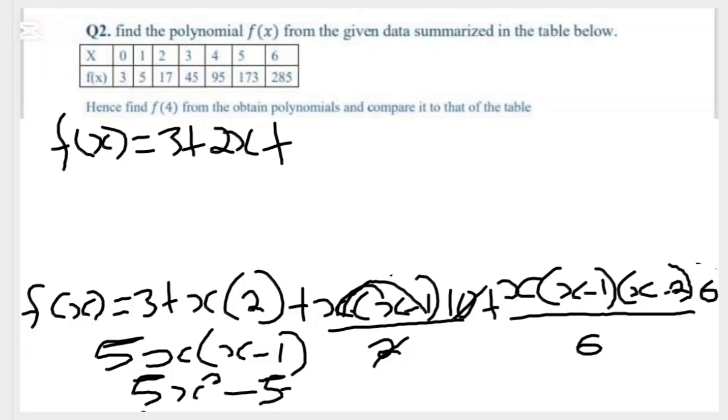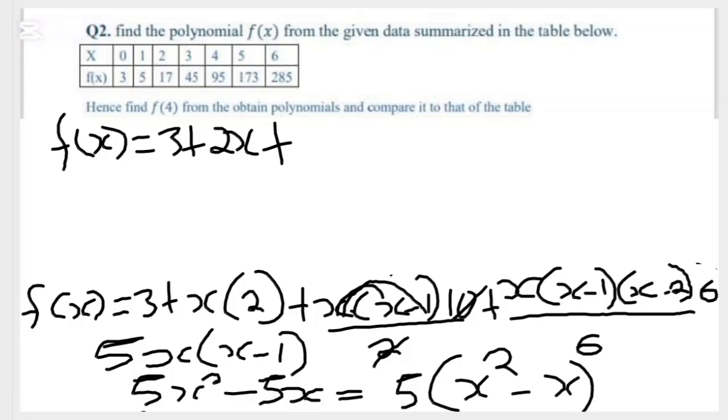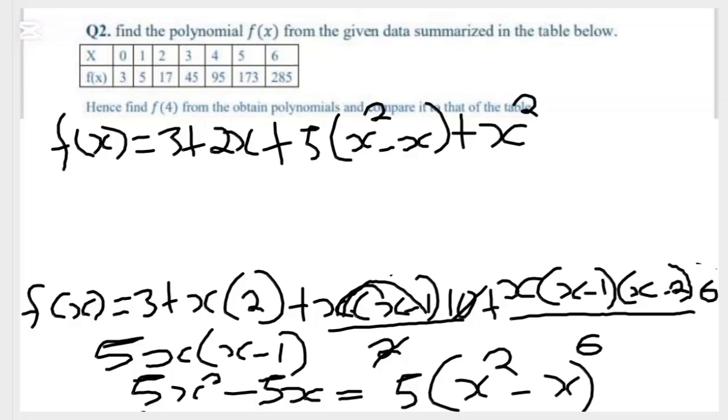So if I should factor out, let me say 5 outside, and I will say x squared minus x. So I can factor it. So therefore I will say 5 into x squared, and therefore I will say minus x, and therefore plus x squared minus x, and also x squared minus x, and also x minus 2. Yeah, I hope you get it.